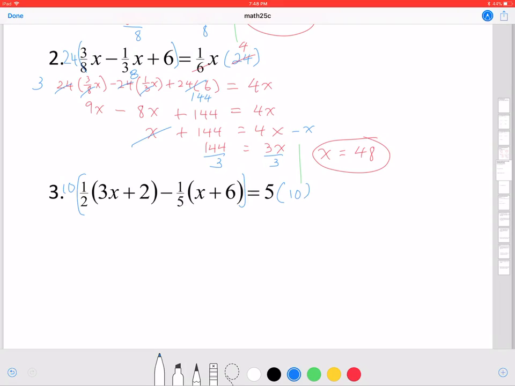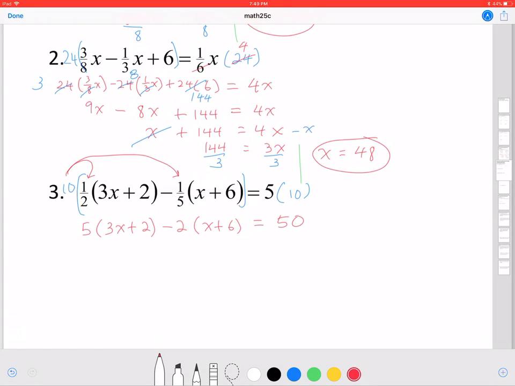I know I just said entire equation, but you've got to watch out. This 10 will multiply the half and the 1/5 only. Do not touch anything inside the parentheses. If you do that, then you're actually multiplying by 10 twice, and that is incorrect. So 10 times 1/2 is 5. Again, leave what's in the parentheses untouched. 10 times negative 1/5 is negative 2. And 5 times 10 is 50.